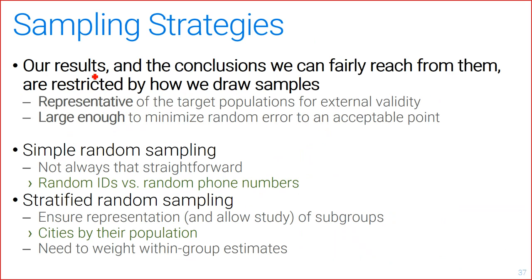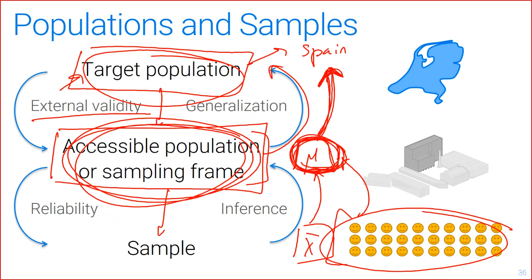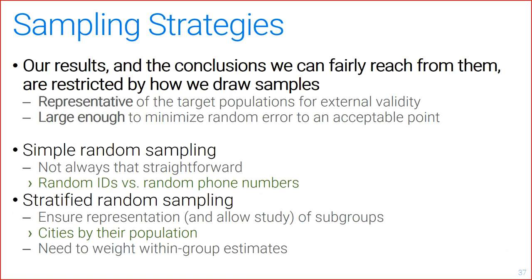And then we have to determine how do we sample. So how do we go there? How do we determine who is going to be in our sample? There's many strategies, and the important thing to remember is that the samples have to be representative and large enough. Representative of the populations that we want so that we have external validity, and large enough to minimize the random error to a certain point. And this is important because all the results, all our conclusions are going to be restricted by how we draw samples. So how can we do it?